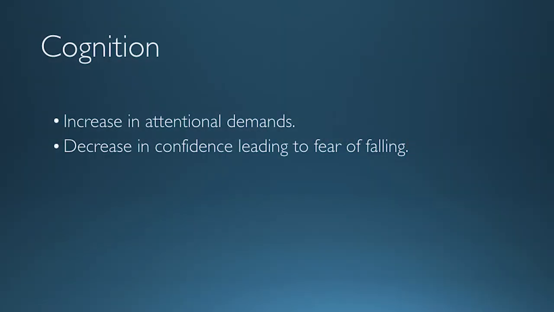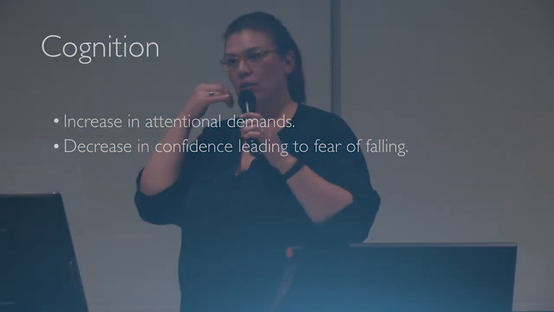So another aspect that changes over time is our cognition. Increased attentional demands. What that means is that if you're trying to balance, or walk, or do something, and it can be static balance or dynamic balance like walking, and you add a motor task, like looking at my phone when I'm walking, or talking to somebody, or talking on the phone, that can affect your balance. Go ahead and we'll talk about the next one.